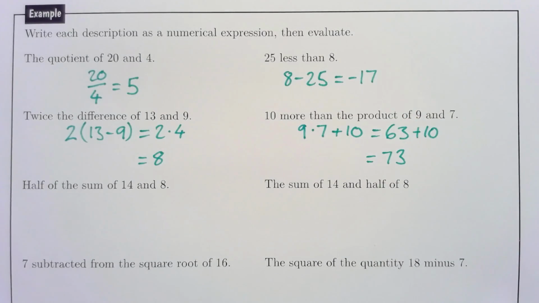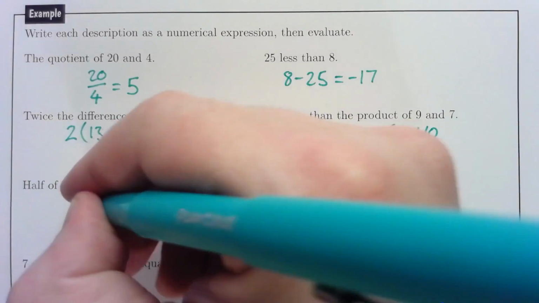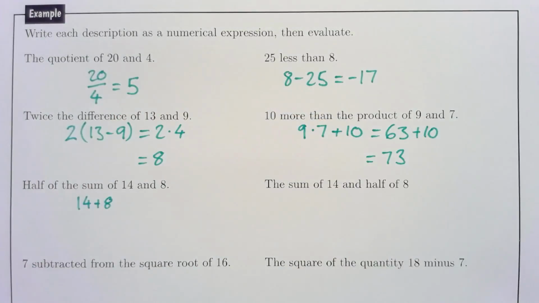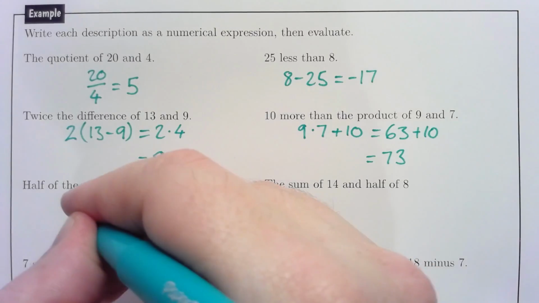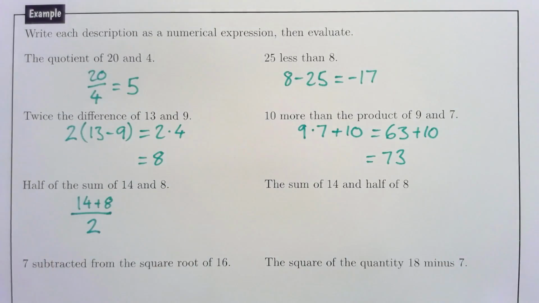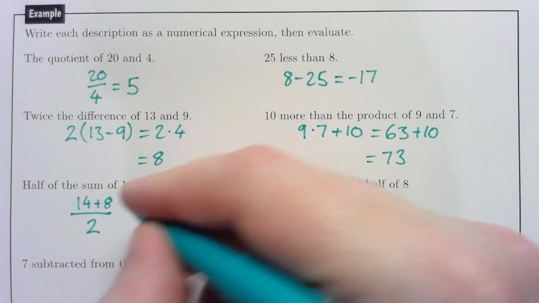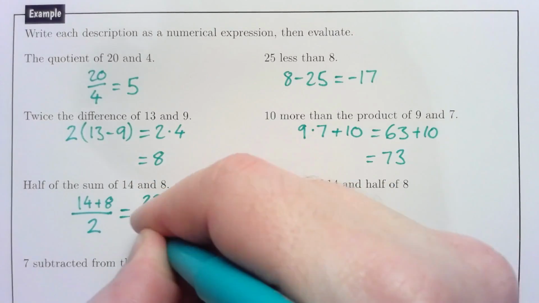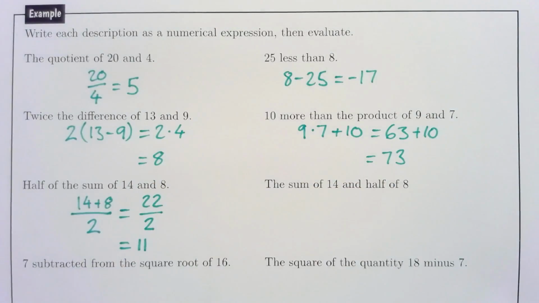Half of the sum of 14 and 8. So the sum of 14 and 8 is 14 plus 8. Then we need to divide this quantity by 2. Now we could write parentheses around this quantity and then write divided by 2. But don't forget that a fraction is a grouping symbol. So instead we can actually write it like this, where we make 14 plus 8 the numerator and 2 the denominator. 14 plus 8 is 22, and then dividing that by 2 gives us 11.